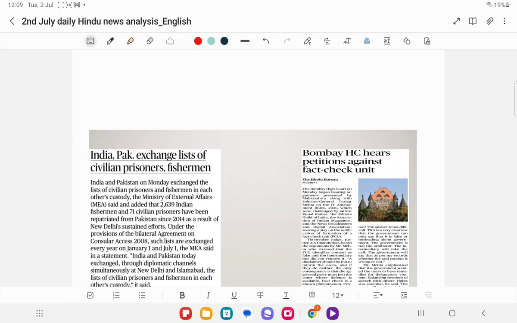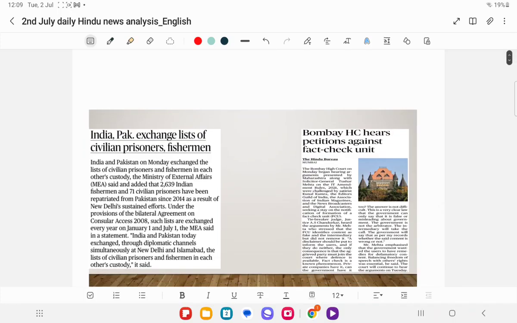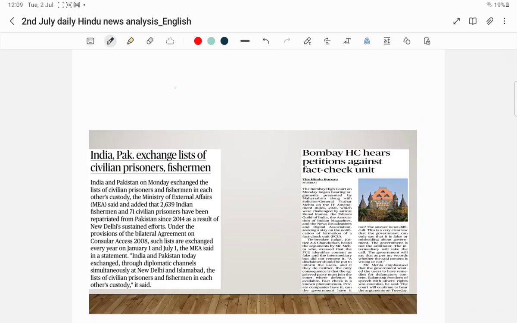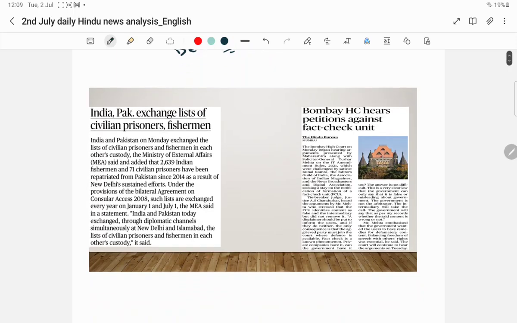Friends, let us see today's agenda. What are the important articles from the newspaper today? Some of the articles that we are taking are from the Delhi edition of the Hindu newspaper. So the following is the agenda that we will cover.